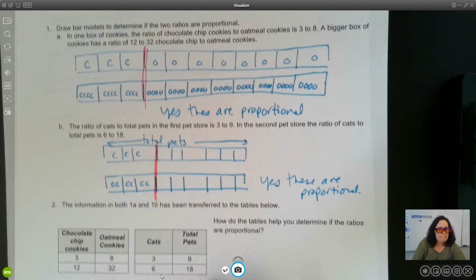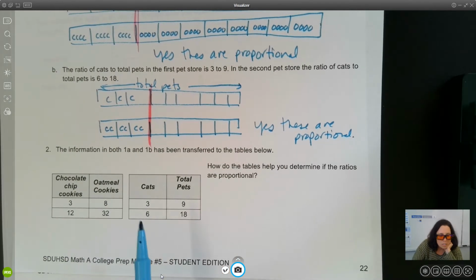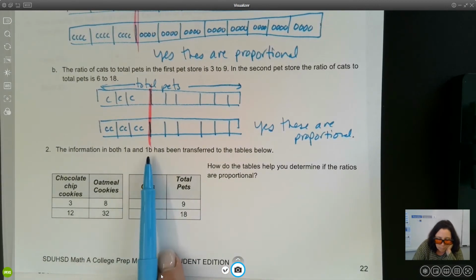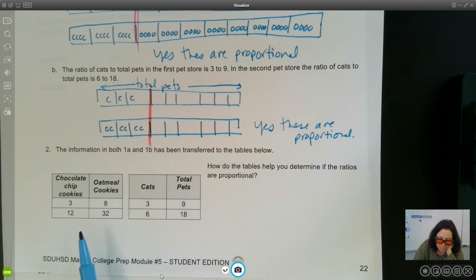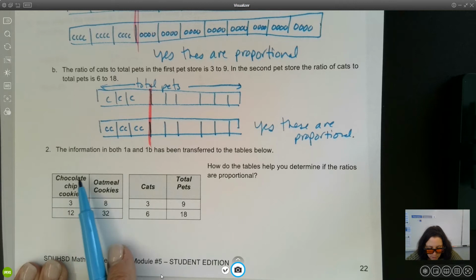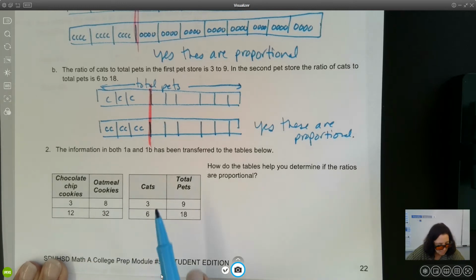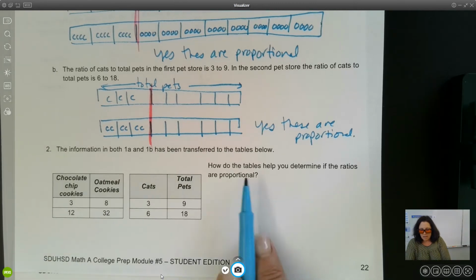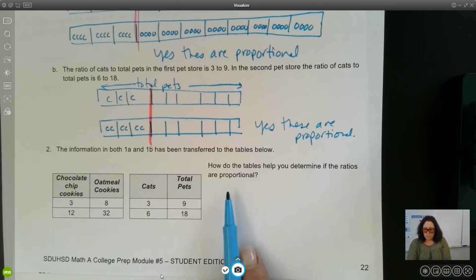All right. Now the information in both 1A and 1B has been transferred to the tables below. Take a look at this. I've got my chocolate chip cookies to oatmeal cookies, 3 to 8 and 12 to 32, and then I've got my cats to total pets, 3 to 9 and 6 to 18. How do the tables help you determine if the ratios are proportional?